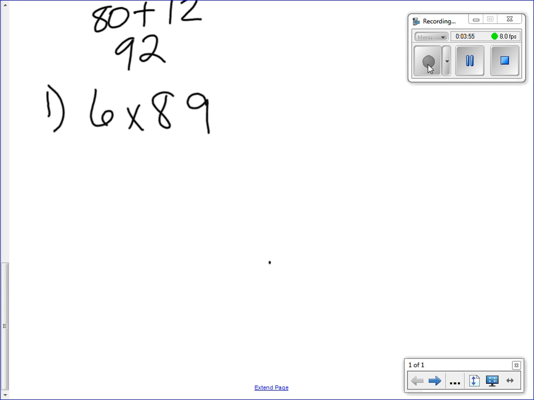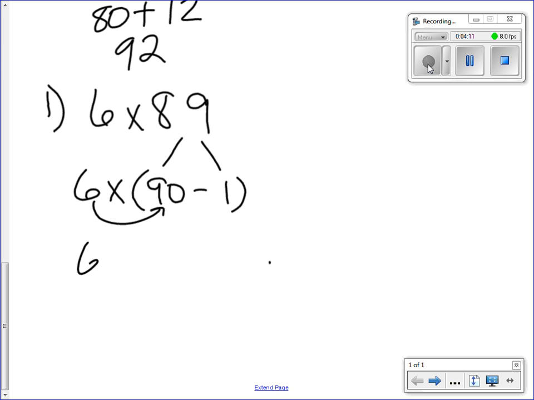Now what they chose to do this time is they said, well, 89 is close to 90, so I'm going to break it down to 90 minus 1. That's okay. You can use addition or subtraction. And you're going to multiply both of those by 6. So I'm going to do 6 times 90. And instead of plus, I'm going to use the minus sign. And then I'm going to do 6 times 1.